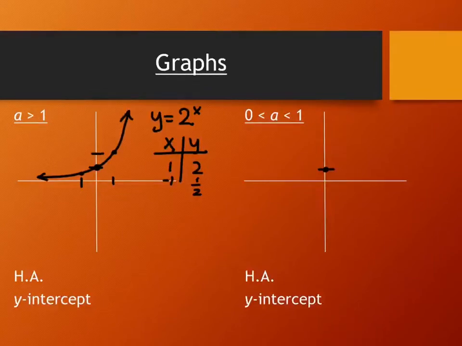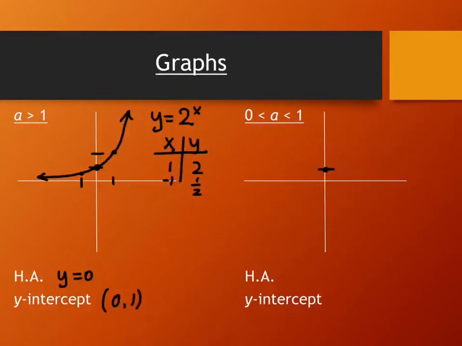Notice on this one, we do have a horizontal asymptote. It's actually at the x-axis, or y equals 0. And the y-intercept, no matter what base value a we had chosen, is always going to have the value (0, 1) for your y-intercept.